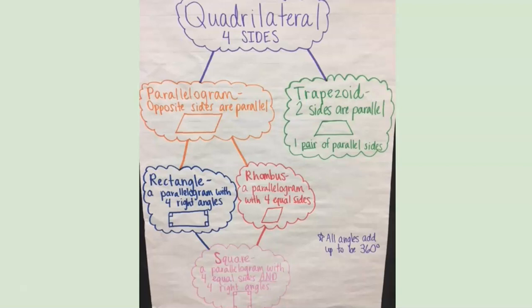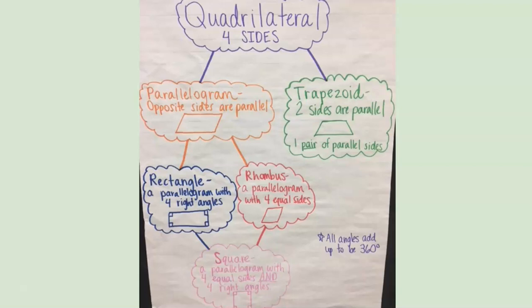Now a parallelogram is different because opposite sides are parallel. It has two pairs of parallel sides. Now if you can see under them, rectangles, rhombuses, and squares are actually all parallelograms. Because all of those also have opposite sides that are parallel, okay?